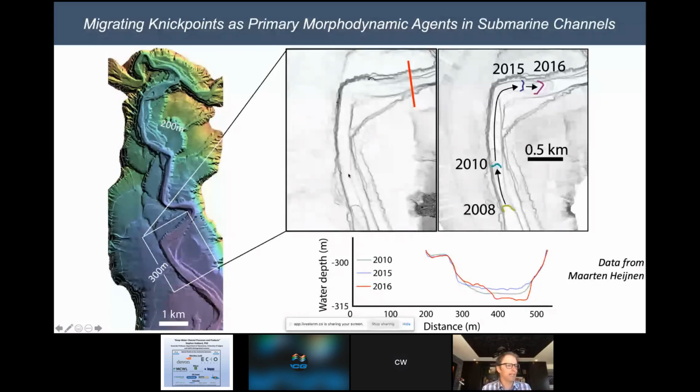When we look at this map on the right, I show in 2008, that's where this map's from, there's where the nick point is. In 2010, it's migrated half a kilometer. By 2015, it's migrated around this bend in the channel and further up yet. If I look at this red line, that's a cross section that I'm showing here in the lower image. There's water depth, 5 meters there, and there's distance across the channel.